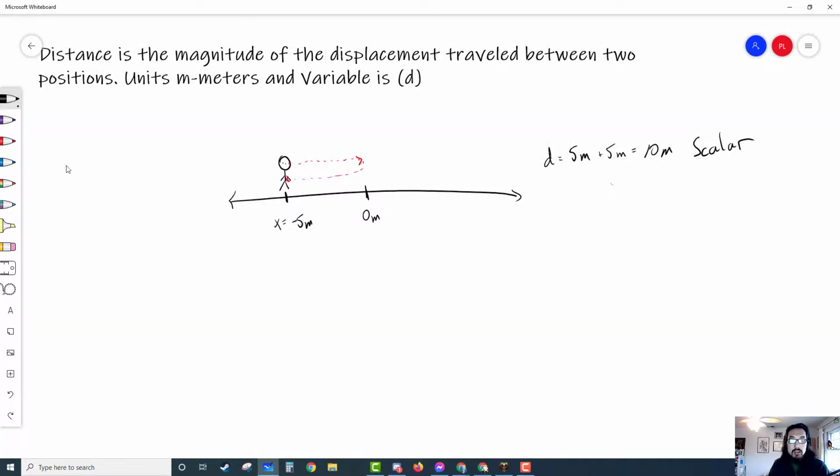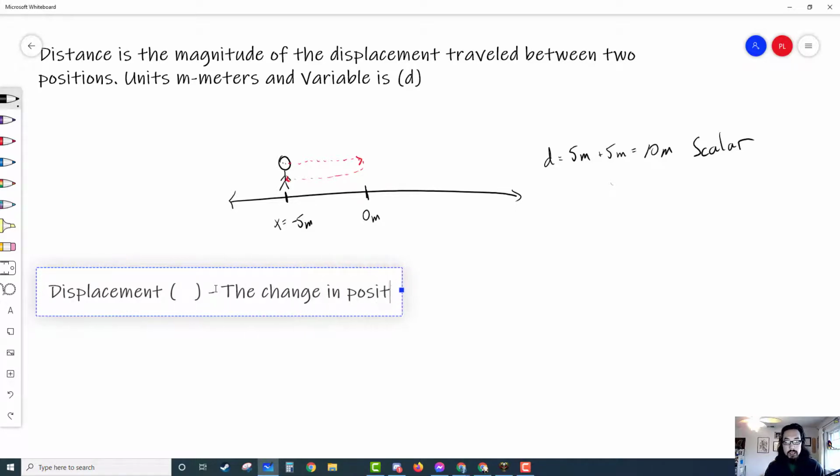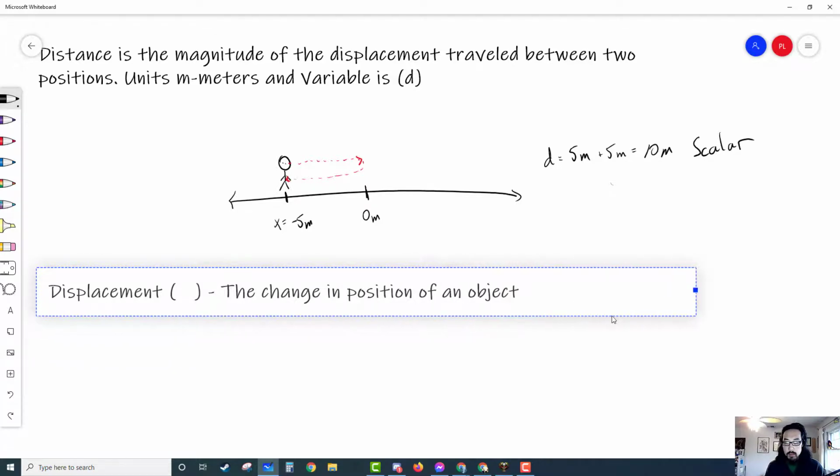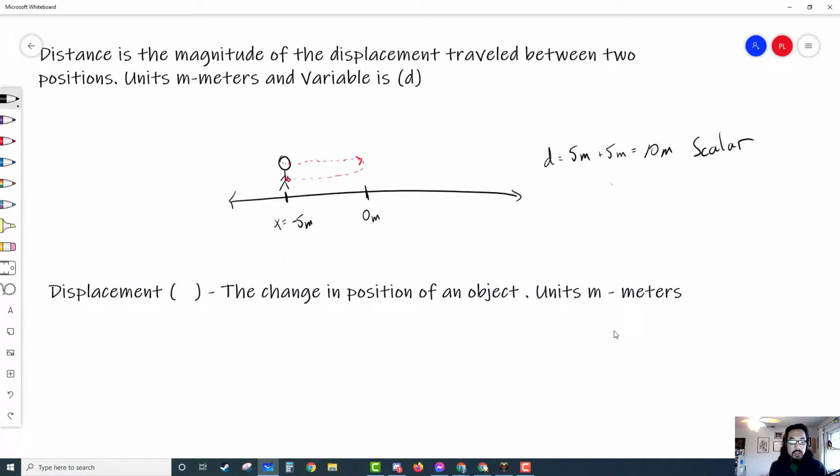All right, now what about displacement? So here we have a brand new terminology, displacement. How we can define displacement is the change in position of an object. And the units for displacement is also m for meters. All right, so I'm going to write in the variable here for displacement.